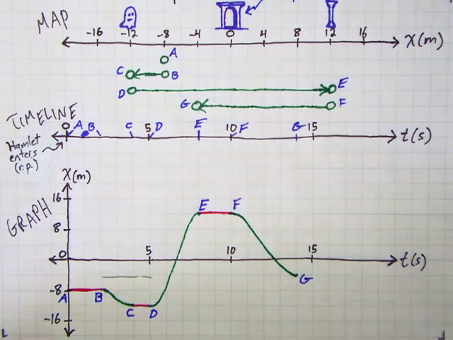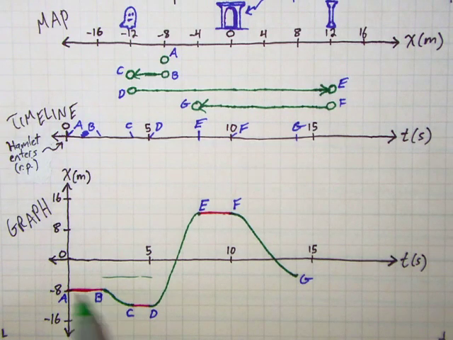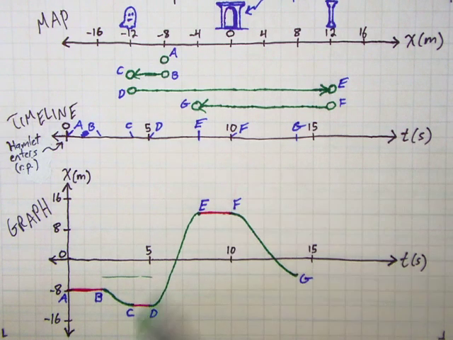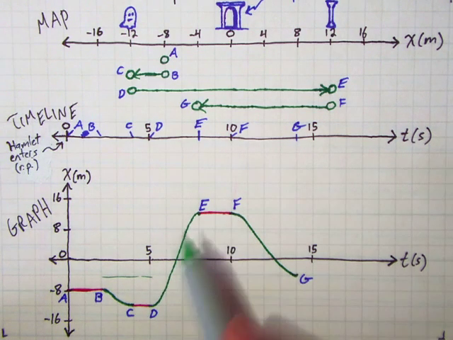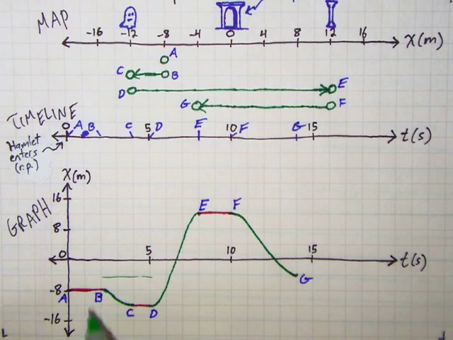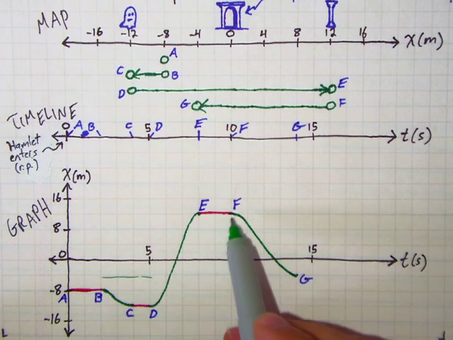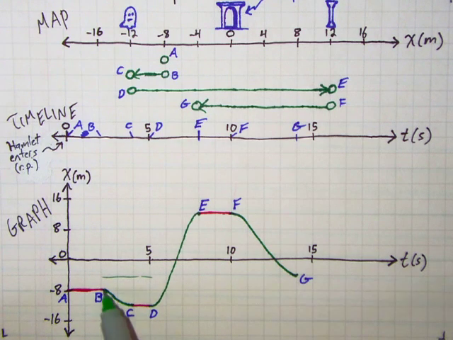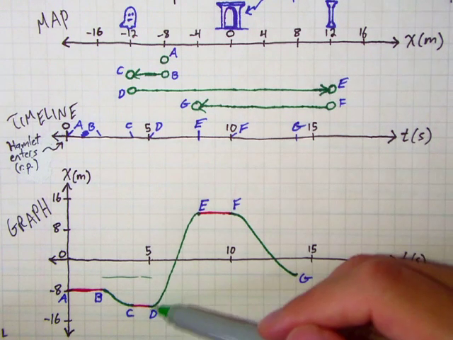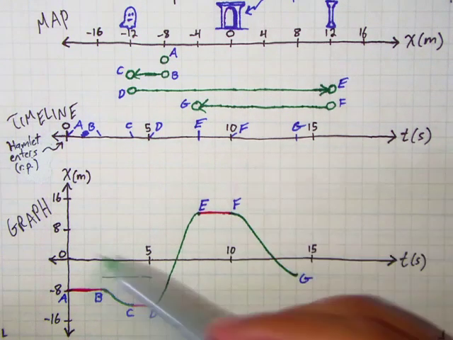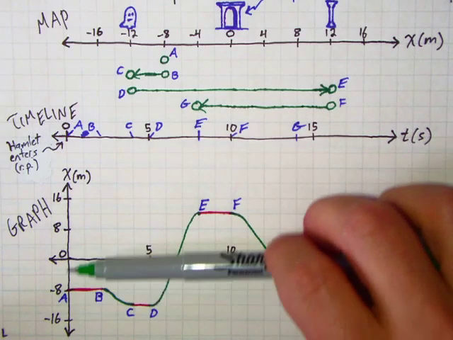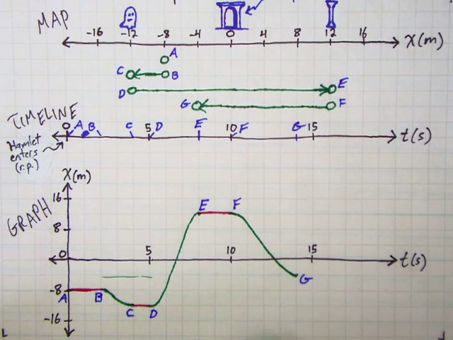All right. So let's look at the features of the graph here. Notice that when the line is horizontal, that's indicating that she is not moving. Her position is constant with time, not moving for these horizontal portions of the motion. When we've got a line with a negative slope, she's moving in the negative x direction, from F to G and from B to C. But from D to E, she's moving in the positive x direction. Her position is getting more positive with time.